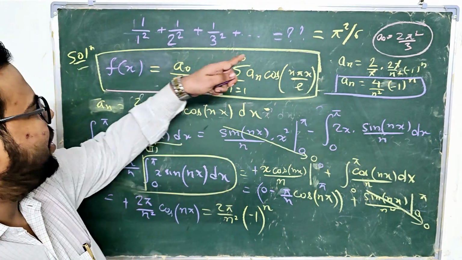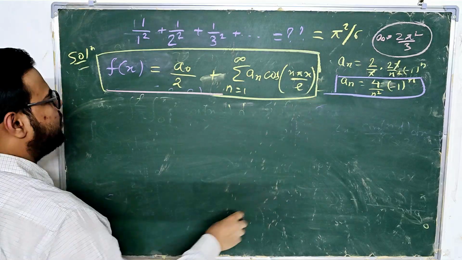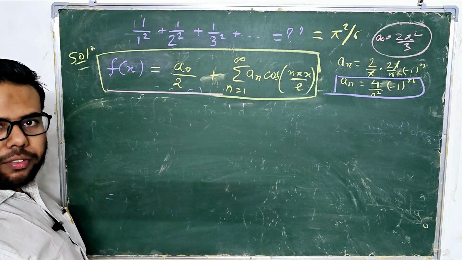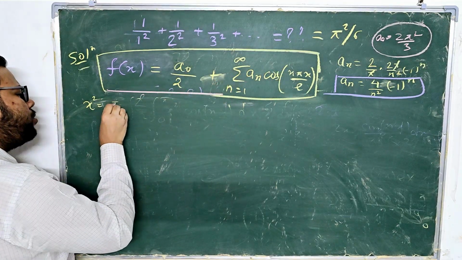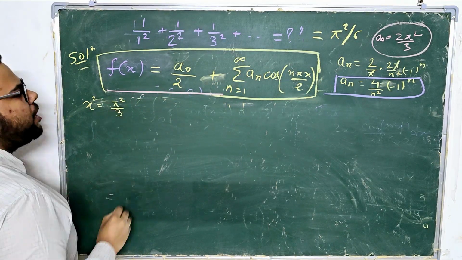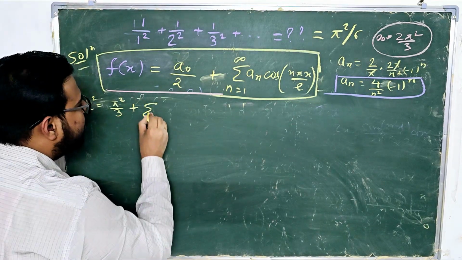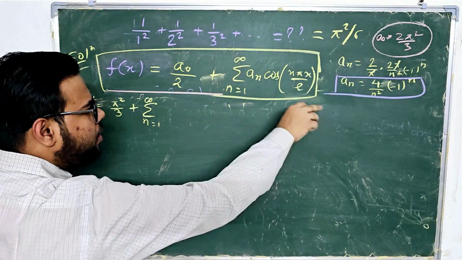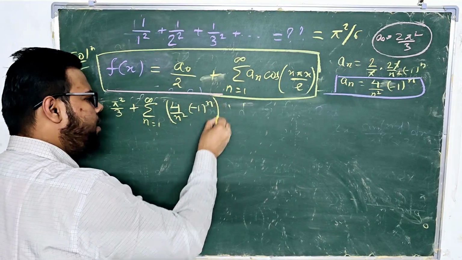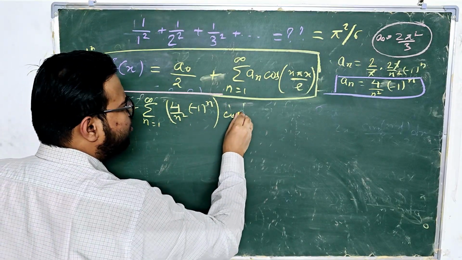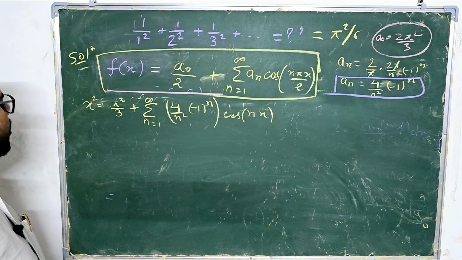Now we are ready to solve this summation, so let's see. We had got a_0 as 2π² by 3 and a_n as this expression. So what was f(x)? f(x) was equal to x². Okay, so x² is a_0 by 2, which is π²/3, plus summation from n equal to 1 to infinity of 4 by n² (-1)^n cos of nx. Okay, right, we get this expression.